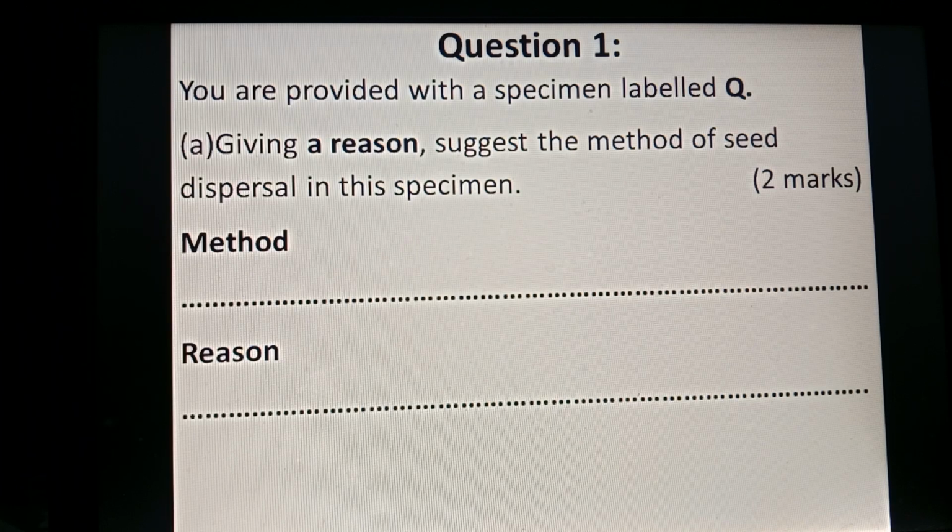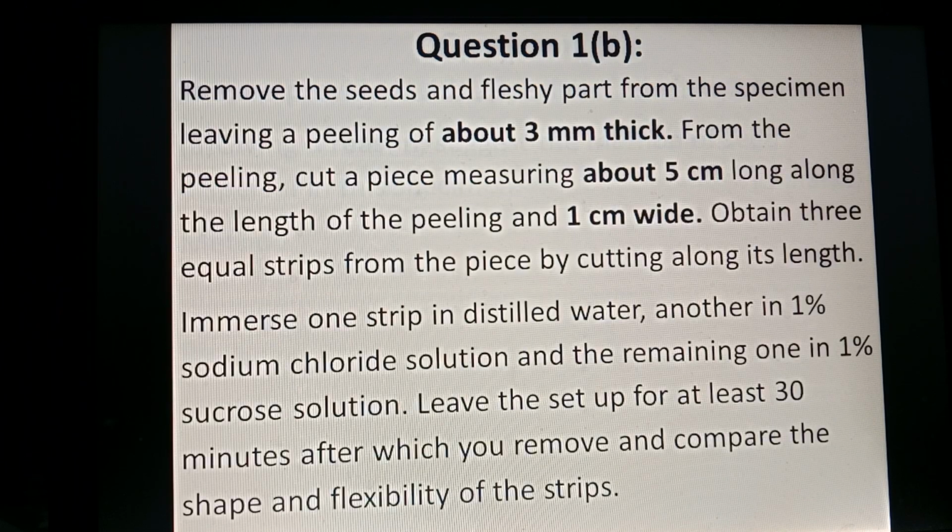Question 1 questions were as follows. You are provided with a specimen labeled Q. Part A. Giving a reason, suggest the method of seed dispersal in this specimen. You are given 2 marks, one for method, the other one for reason.